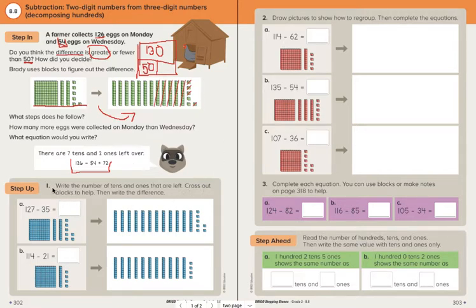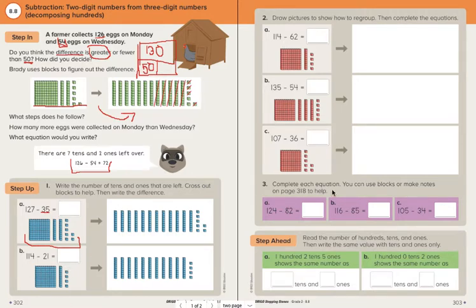So let's look at the step up. Number 1, write the number of tens and ones that are left. Cross out the blocks to help. Then write the difference. So they gave us the equation, 127 take away 35. And lucky for us, they gave us the starting blocks and they regrouped for us, okay? So all that you have left to do is take away your 35. Cross out your 3 groups of 10 and your 5 ones, and then count what's left over, okay? You do that for A and B. You do that for the blue blocks.